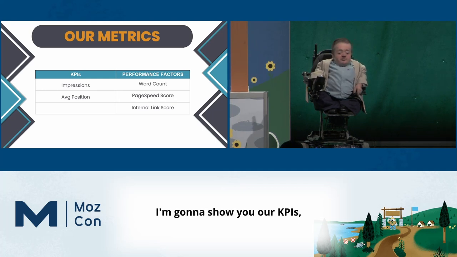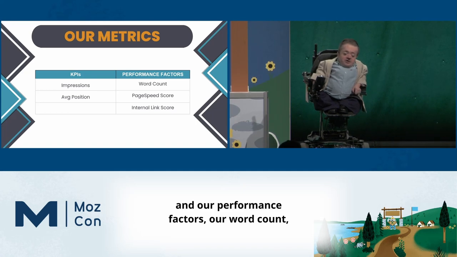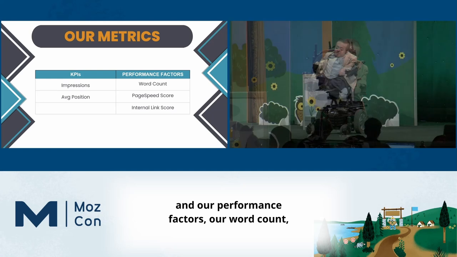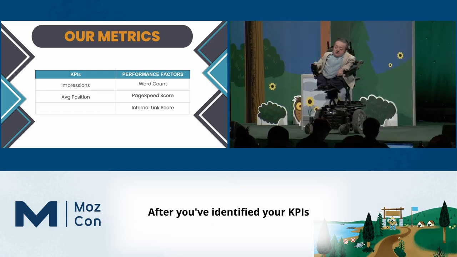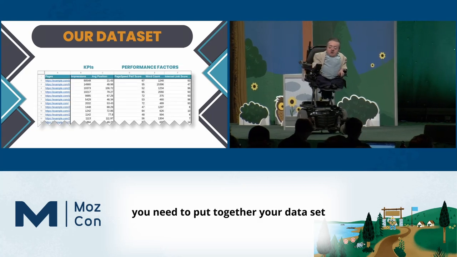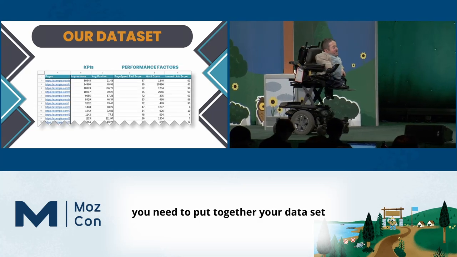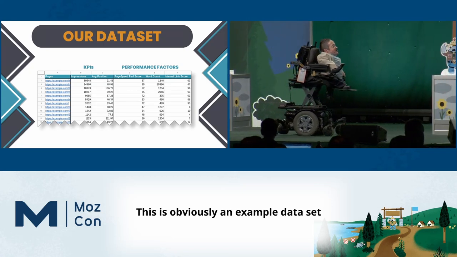Our KPIs are impressions and average positions, and our performance factors are word count, page speed score, and internal link score. After you've identified your KPIs and your performance factors, you need to put together your data set. And so this is the data set that I use. This is obviously an example data set.